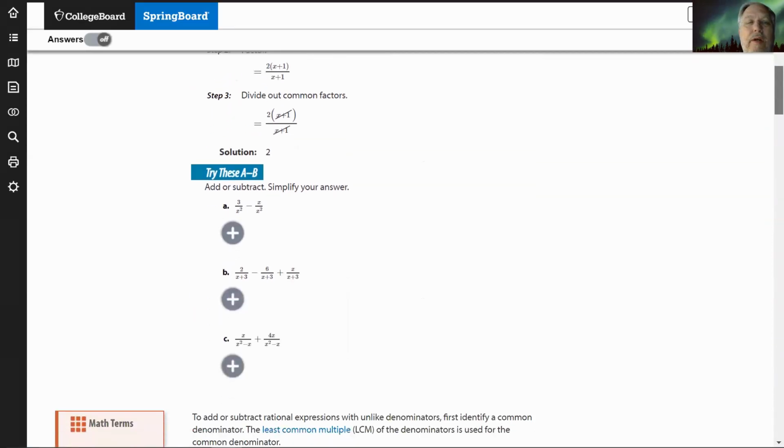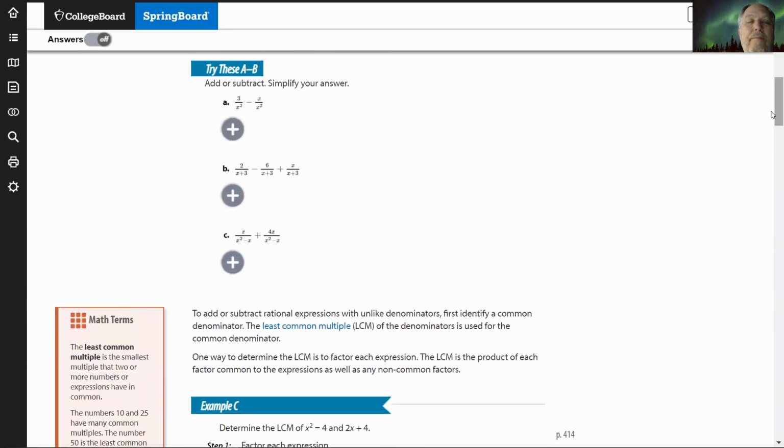Let's do a couple of the Try These. Try These A, B. We're going to add or subtract and simplify the answer. First one is A, that's 3 over x squared minus x over x squared. We already have a common denominator, so it's going to be x squared. Then we do whatever the top is asking us to do, and that's 3 minus x. At this point I can't simplify it any further.